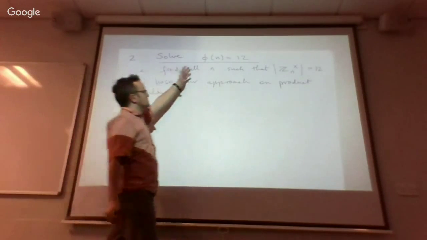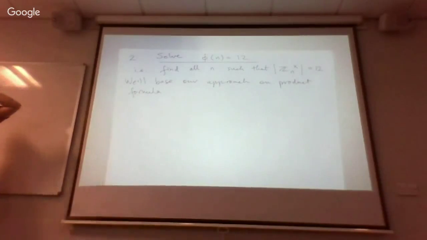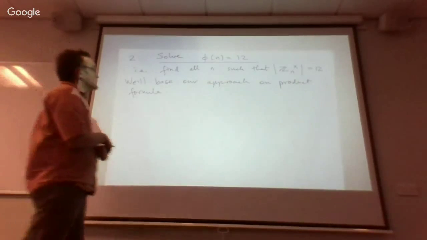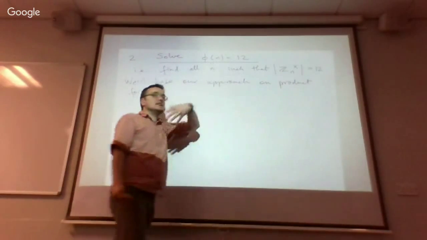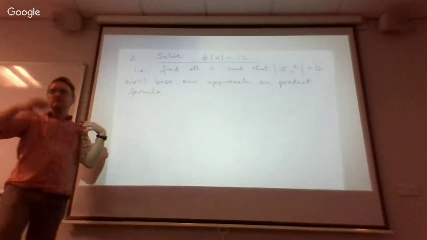But you know they can't be too small. Certainly n can't be less than 12. If there are fewer than 12 numbers less than n, then phi of n is certainly not going to be 12. So we're expecting some kind of middling range of numbers. Probably nothing bigger than 100. Surely something bigger than 100 would have many, many numbers co-prime to it. But n has to be at least 12.